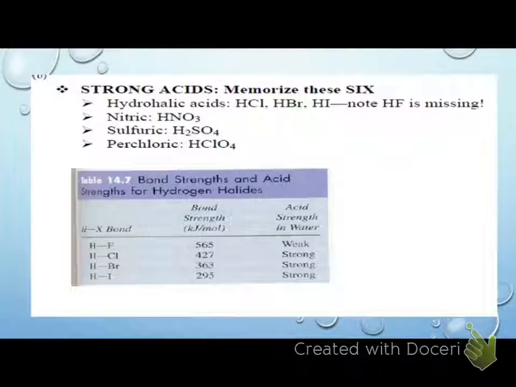And that's because of the relatively small size of fluorine and hydrogen. Their nuclei are very, very close to each other while they're sharing that electron, so it's harder to break those apart. Also recall that fluorine is the most electronegative, so it's hanging on for dear life, so to speak. So that's why HF is left out of the strong halogenic acids.